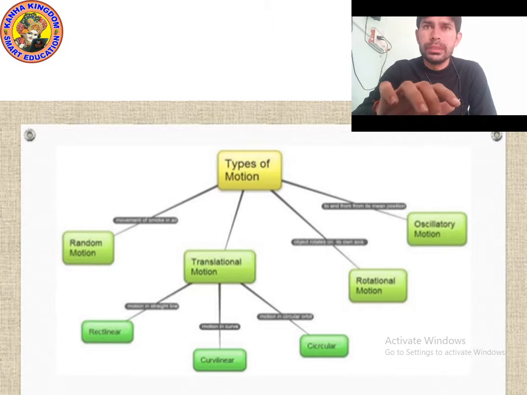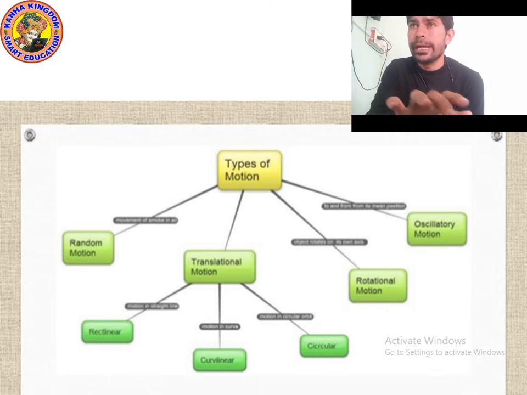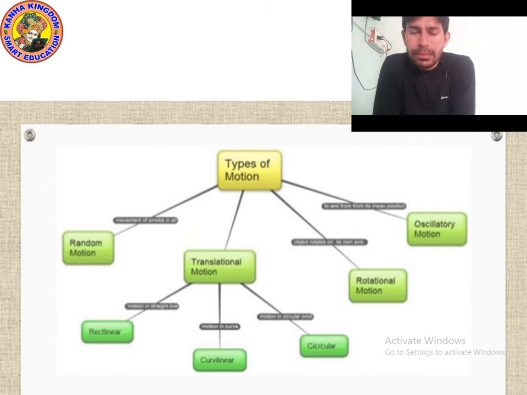Okay kids, so types of motion. Mainly there are three types of motion: oscillatory motion, transitional motion, and random motion. Yes, there are three types of motion. You can remember in a short form: RTO. R for random motion, T for transitional motion, O for oscillatory motion.